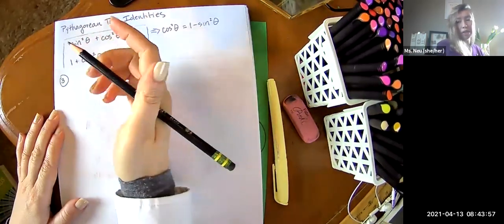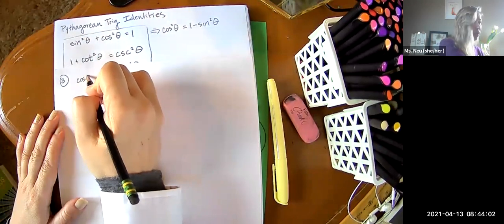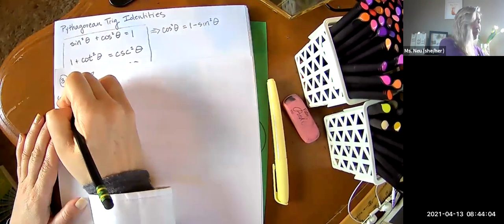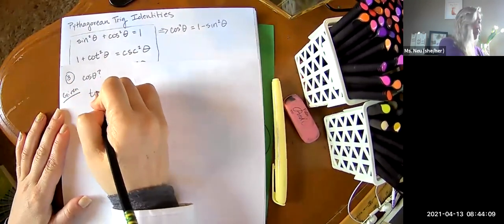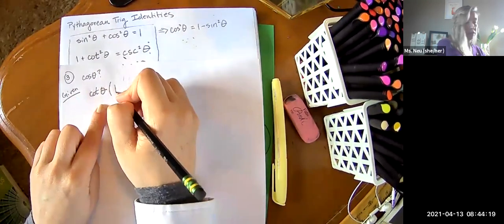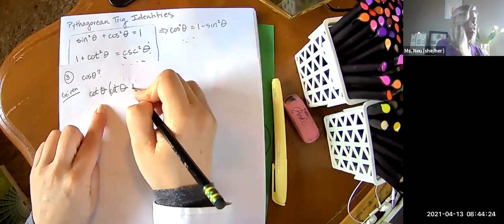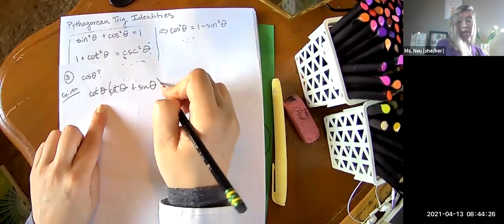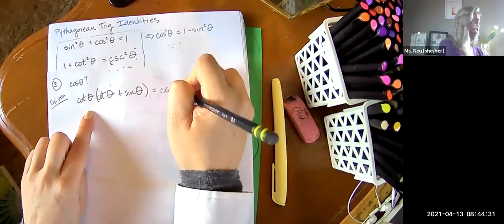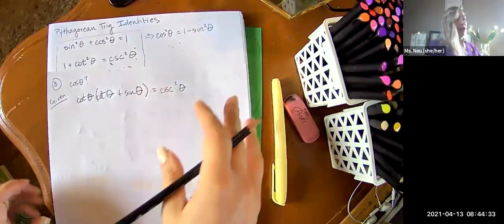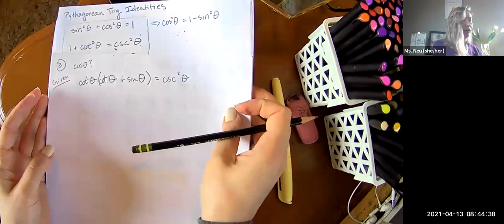Number 3 on my quiz, they're asking what is the value of cosine theta, given that you have cotangent theta times cotangent theta plus sine theta equals cosecant squared theta.